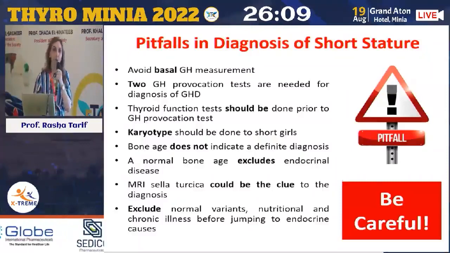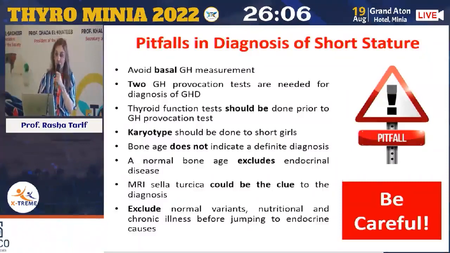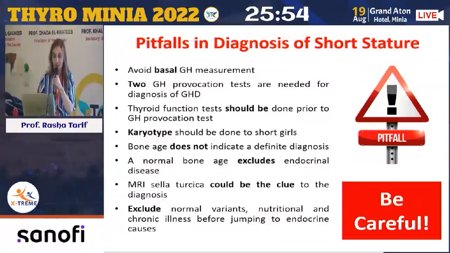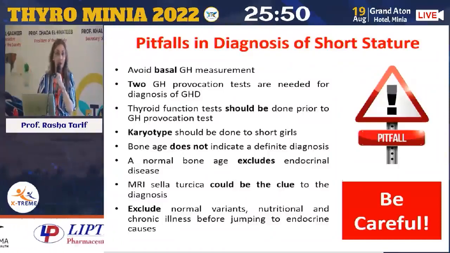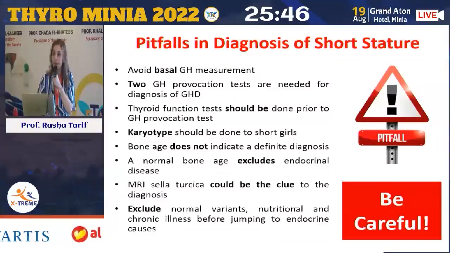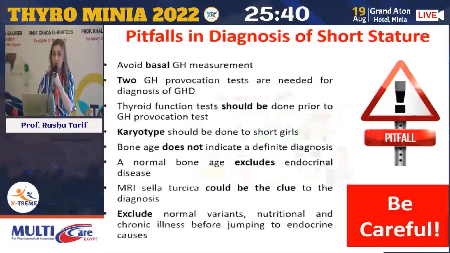Karyotype should be done in any short girl, even if not dysmorphic, to exclude Turner syndrome. Bone age does not indicate a definite diagnosis, and a normal bone age does not exclude endocrinal disease. MRI sella turcica could be the clue for diagnosis. And finally, exclude normal variants, nutritional disease, chronic illness before jumping to the diagnosis of endocrinal disease.